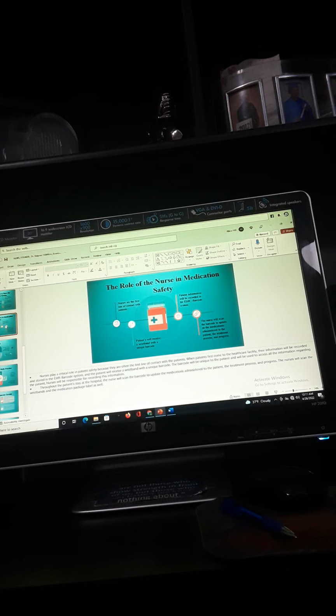Nurses will be responsible for recording this information. Throughout the patient's stay at the hospital, the nurse will scan the barcode to update the medications administered to the patient, the treatment process, and progress. The nurses will scan the wristbands and the medication package label as well.